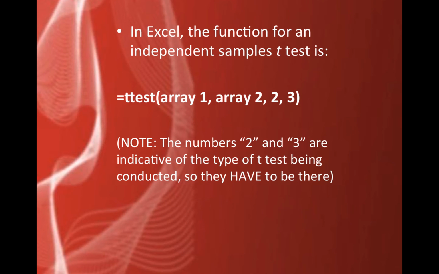In Excel, the function for an independent samples t-test, and you may have already noticed, every time I use this t when I'm talking about the independent samples t-test, the t itself is small, lowercase, and italicized. That's because it is a statistical symbol, so it always has to be italicized like this. So here's the function: equals TTEST, open parentheses, array 1, comma, array 2, comma, the number 2, comma, and the number 3, and then close parentheses. Although we haven't dealt with this kind of formula yet in Excel, for this class anyways, the numbers 2 and 3 have to be added after the arrays because they're indicating what kind of t-test is being conducted.